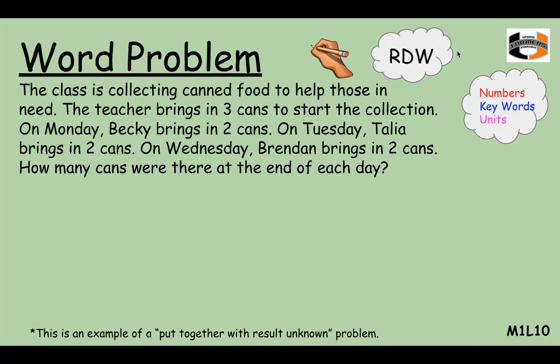So we're going to look for our numbers, keywords, and units. Okay, so we have 3, 2, 2, and 2. Keywords. I didn't really see any keywords. It's just asking how many there were at the end of each day. So that kind of tells us that we're going to be adding, because we're adding all the parts together from each day. And the units are obviously cans. We are working with cans of food.